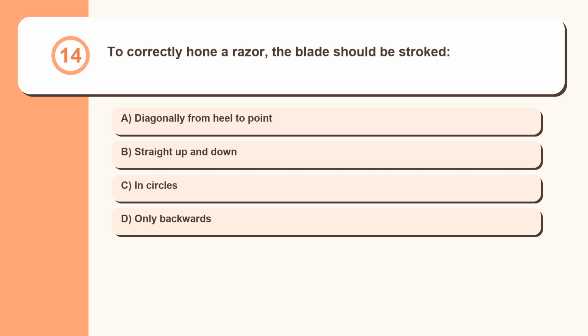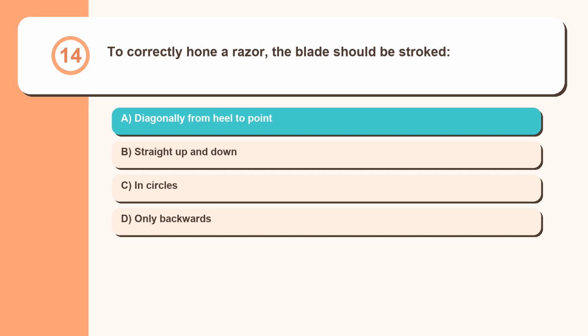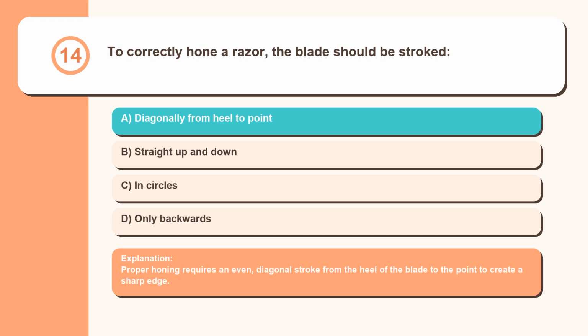Question 14. To correctly hone a razor, the blade should be stroked diagonally from heel to point, straight up and down, in circles, only backwards. Proper honing requires an even, diagonal stroke from the heel of the blade to the point to create a sharp edge.